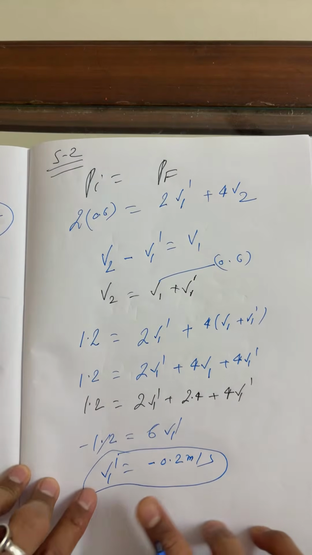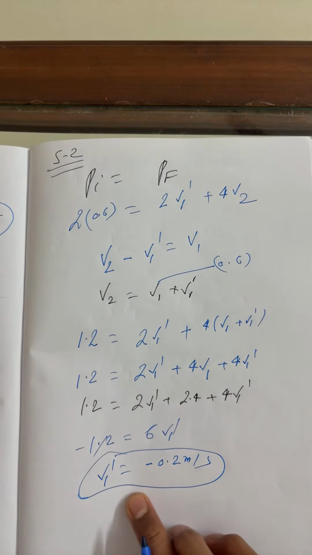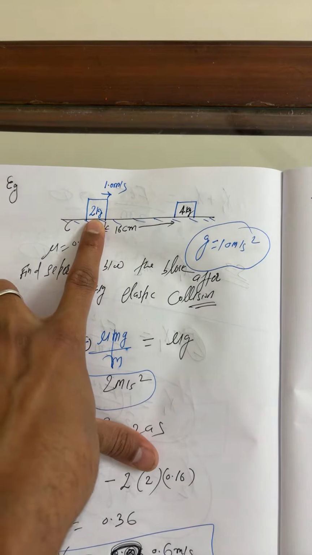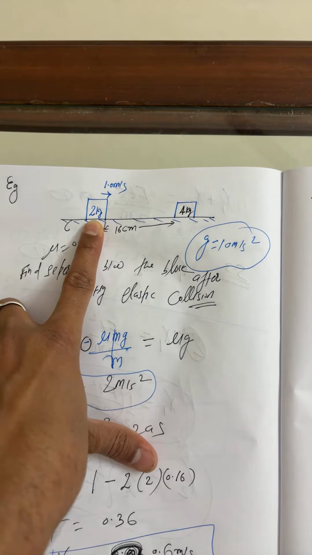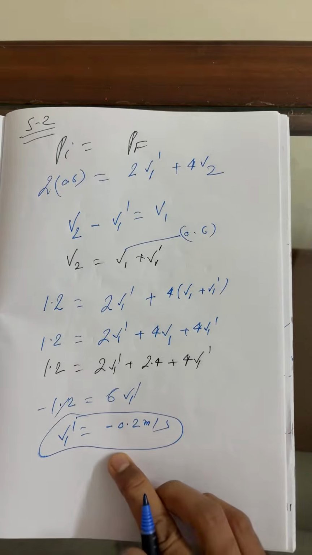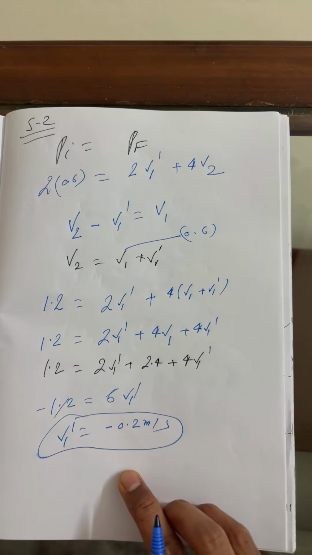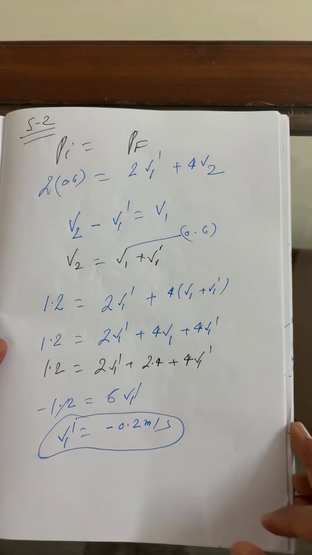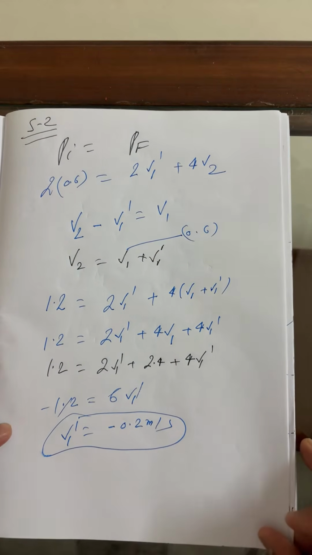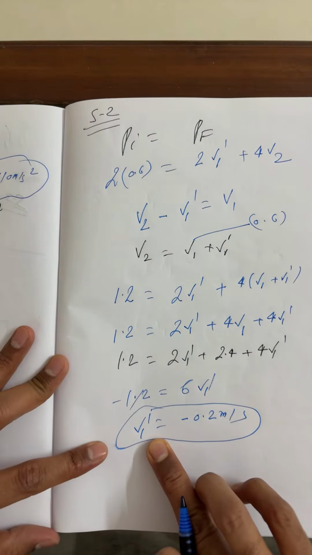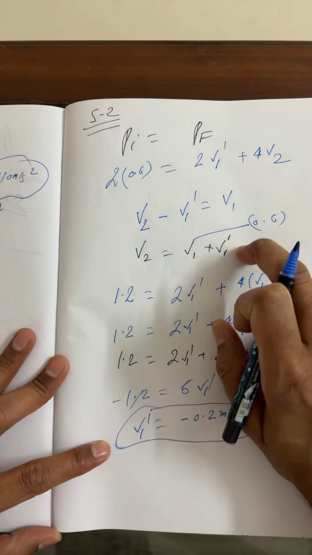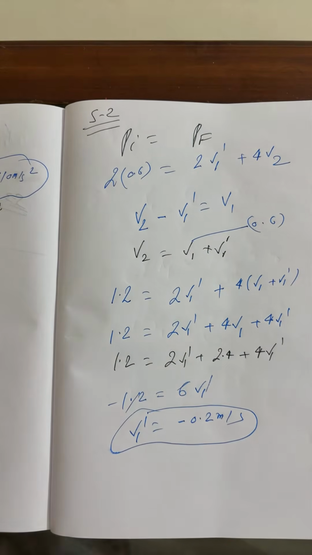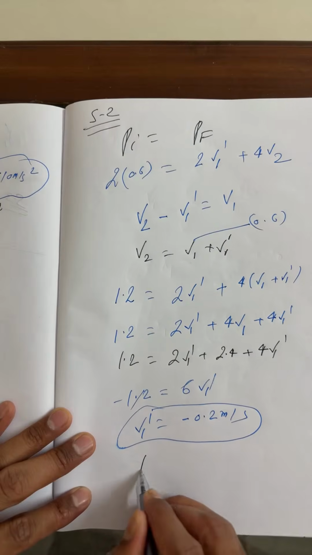This is the velocity of the 2 kilogram block just after collision. What we wish to find is the separation finally. Once we get v1 prime, we can fit the value over here, v1 is known to us, so we will get v2 also.